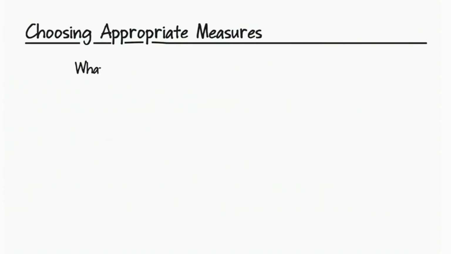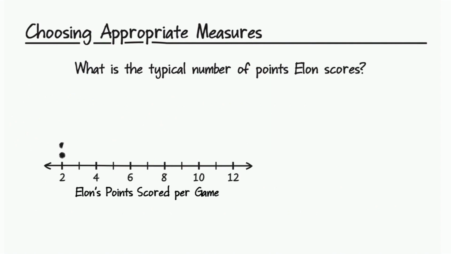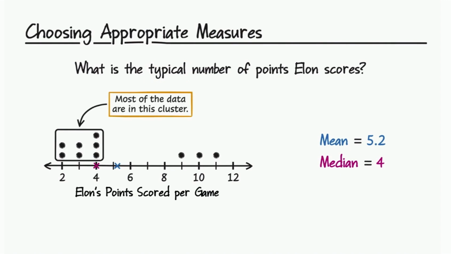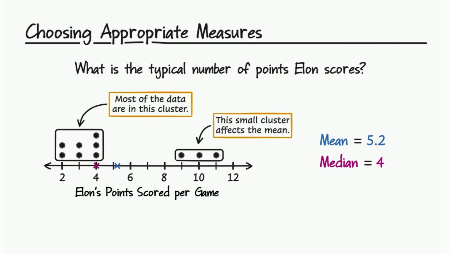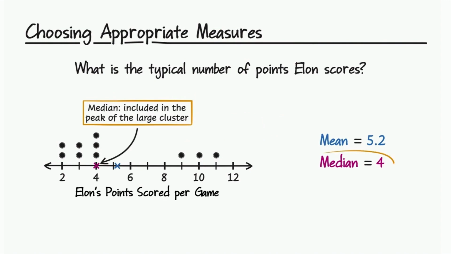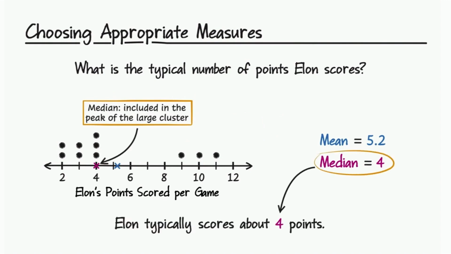Finally, students think about how to choose the most appropriate measures to describe a data set. For example, to decide whether the mean or median better represents a typical value, they think about the shape of the distribution. When data is very asymmetric or has a few extreme values, the value of the mean is affected. For these data sets, the median might be more appropriate for describing the data.